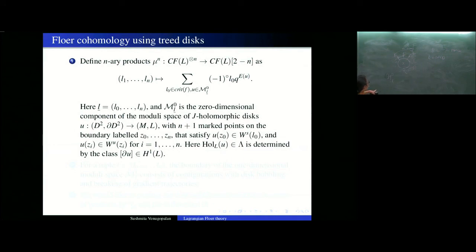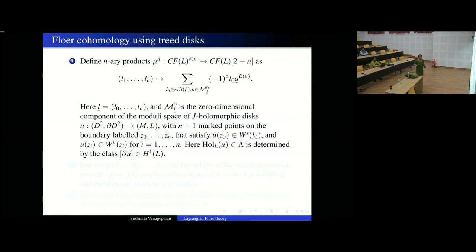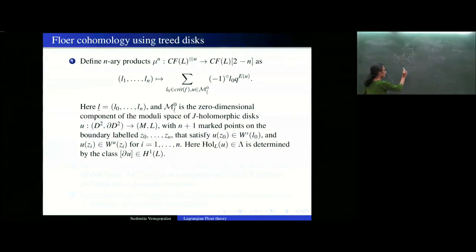And I look at the zero-dimensional moduli space of these configurations. By that, I mean n inputs coming from L1 through Ln, and one output going out to L0. So that's what I say here: you take this tuple of output followed by n inputs, and look at the zero-dimensional component of the moduli space of J-holomorphic disks with these n+1 marked points on the boundary, which satisfies this condition. So the output, this is Z0.